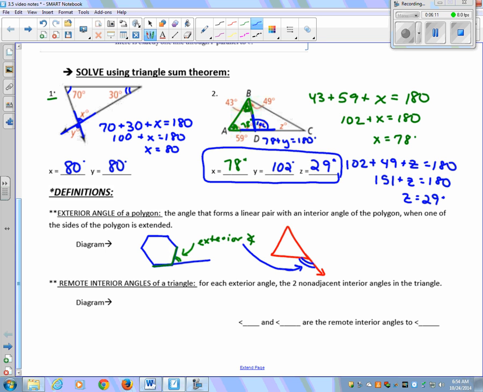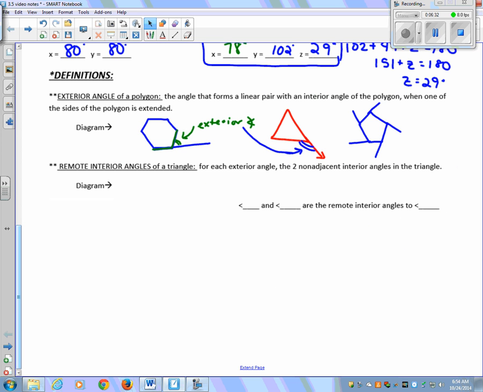That's an exterior angle too. Okay, so when you have a polygon, if there's 5 sides, there's 5 exterior angles that can be drawn in one direction. And there's actually 5 that can be drawn in the other direction, but only 5 at a time here. Okay? So, the remote interior angles of a triangle.